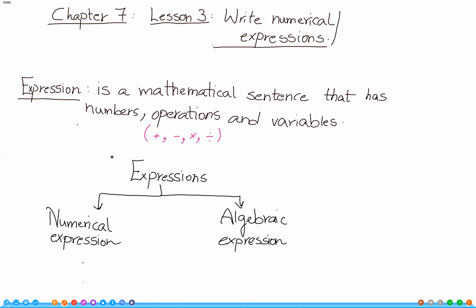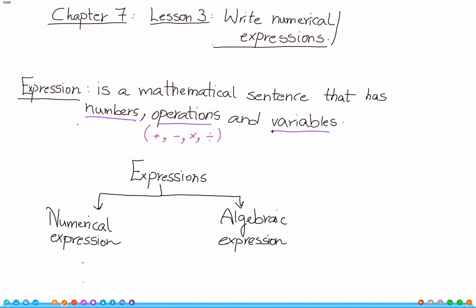Today, we're going to discuss a new lesson that we took in week 6, which is how to write numerical expressions. But before I start explaining, I want to quickly explain what is an expression. An expression is a mathematical sentence that has numbers, operations, and variables. So an expression can have three things: numbers, variables, and operations. Operations such as addition, subtraction, multiplication, and division.